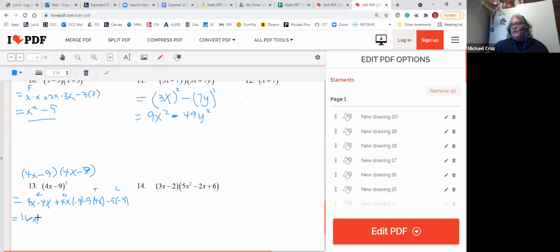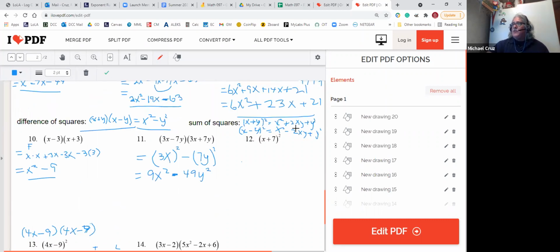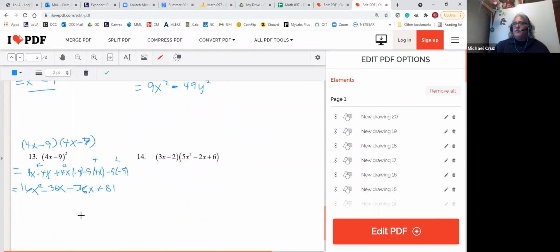x times x is x squared. On the inside, it's 4x times negative 9, so that's negative 36x. And again, you've got another one exactly the same. And here, it's negative 9 times negative 9, which is positive 81. And again, that's why this works. That's why that has that 2 in the middle. If this is a positive 7, then you're going to have 2 of the terms. Even if it's negative, you'll have negative 2 of them.